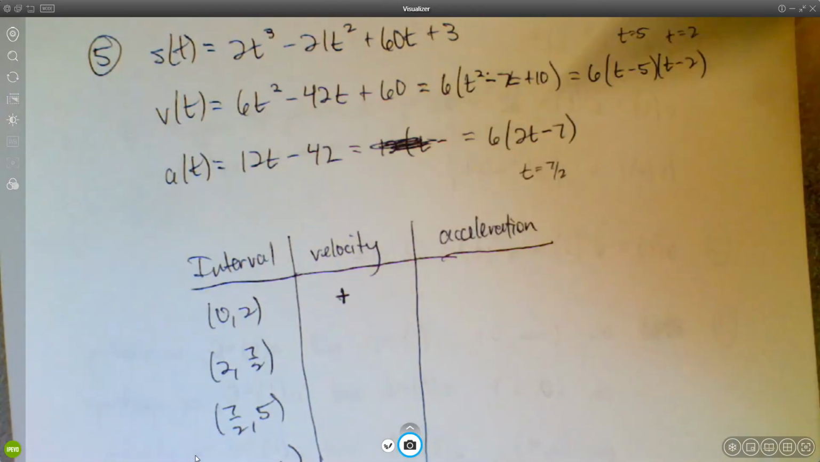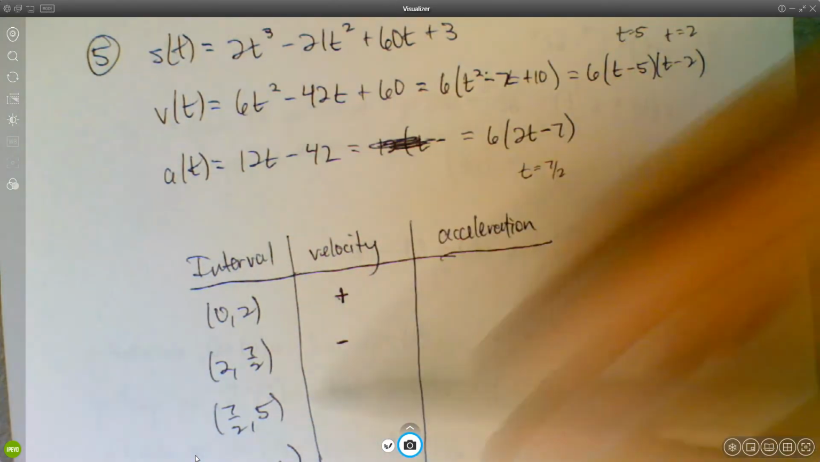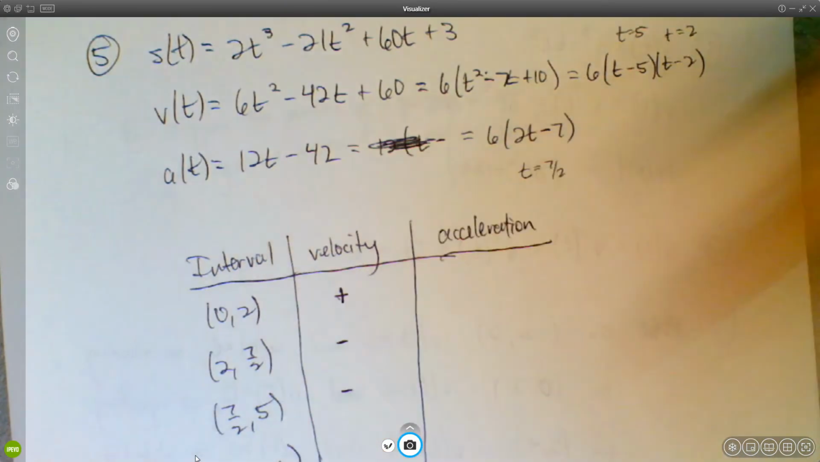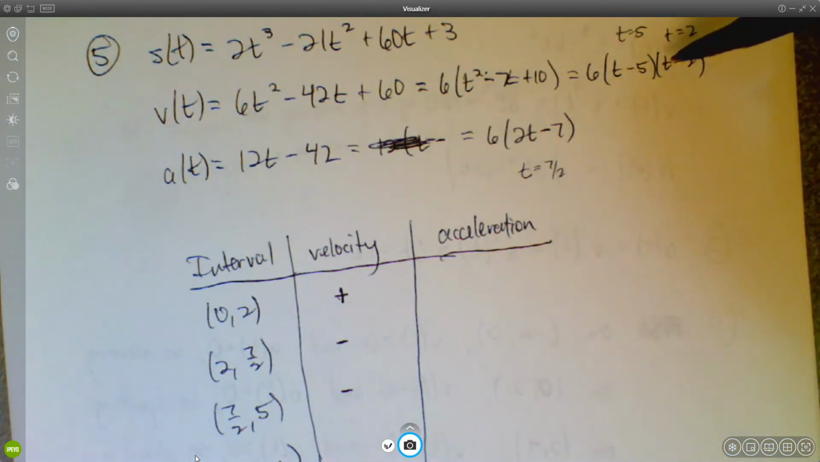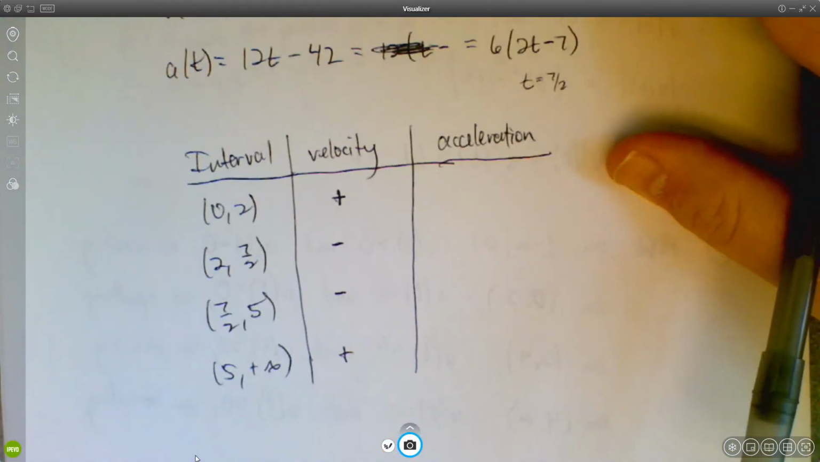From 2 to 7/2, so 7/2 is again like 3.5, if I plug in like 3, I'm going to have a positive times a negative times a positive. That's going to be a negative. From 7/2 to 5, if I plug in 4, I'm going to have a positive times a negative times a positive. That's still going to be negative. And then if I plug in something bigger than 5, like 6, 3 positives will make a positive. So that's the velocity.